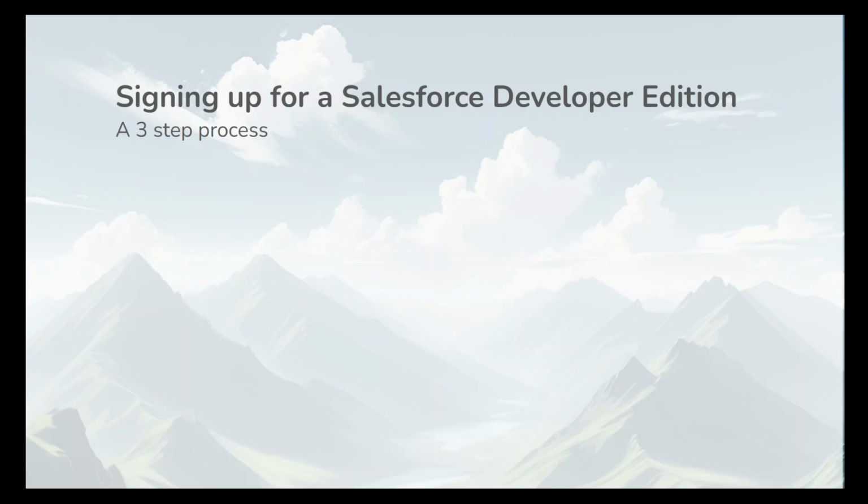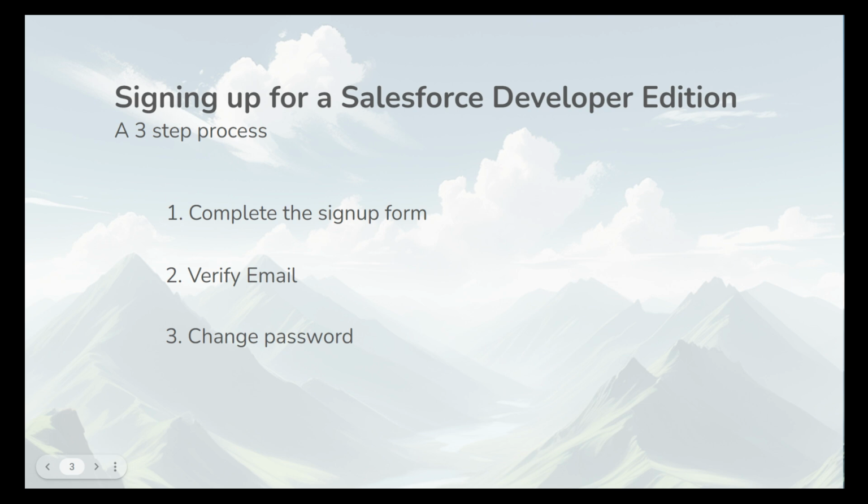How to sign up for a new instance and how to log into that instance to get going. So the first step is to complete the sign up form. You need to fill in the form and submit it. Once you submit the form, Salesforce will send out an email to you which you have to verify by clicking on a button. The third step, which is the last step, is to change the password because Salesforce will not set it up for you.